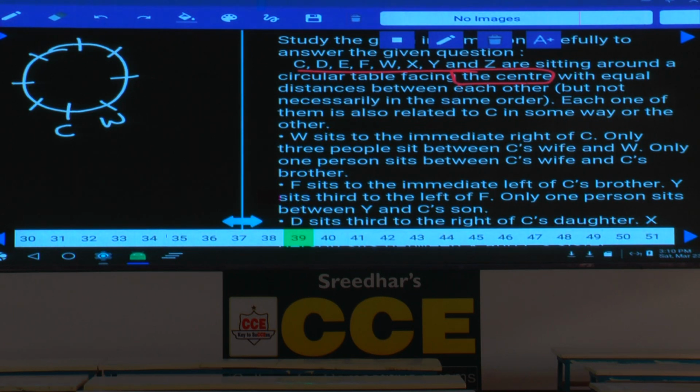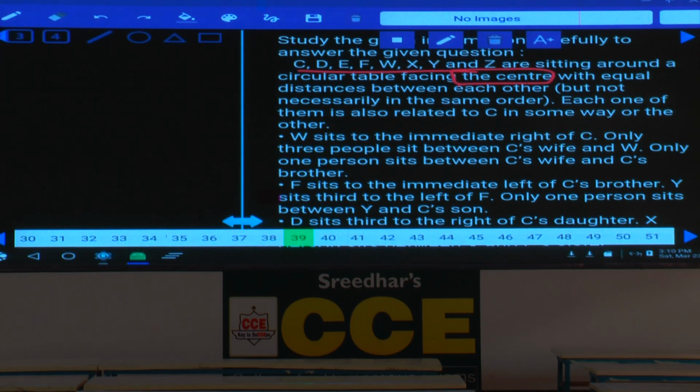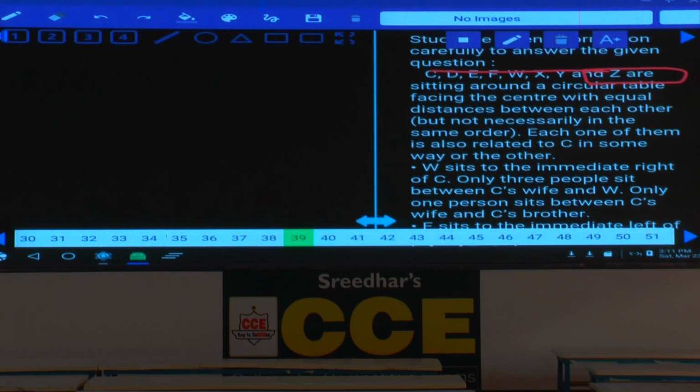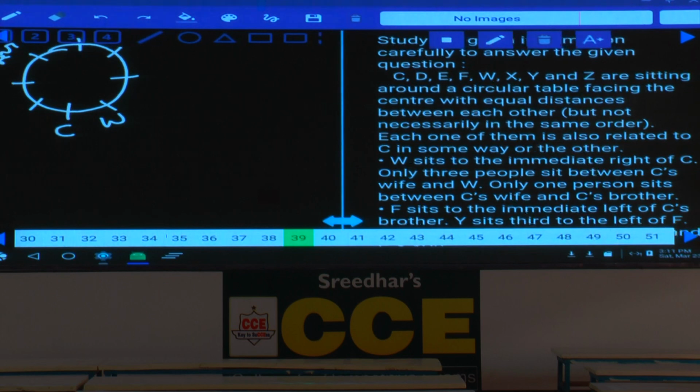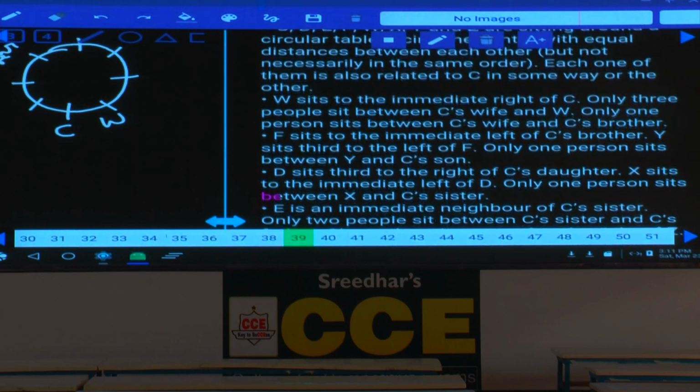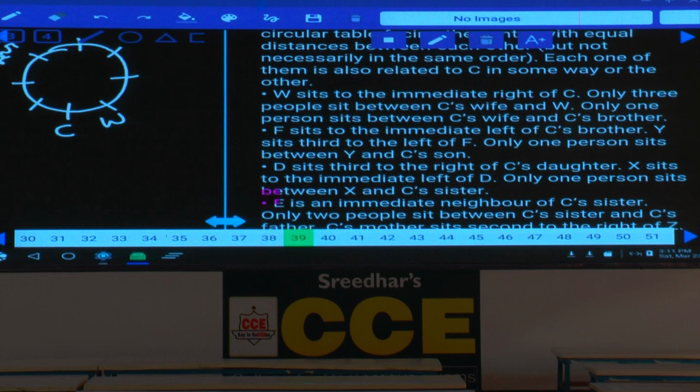Only 3 people between C's wife and W. W and C's wife, hence C's wife must be opposite to this person, isn't it? Now C's wife is opposite to this. Now C's wife is opposite to W. Then what is the next information here? C's wife is opposite to W, because only 3 persons between these is nothing but among these 8 persons, 3 persons are opposite to each other.